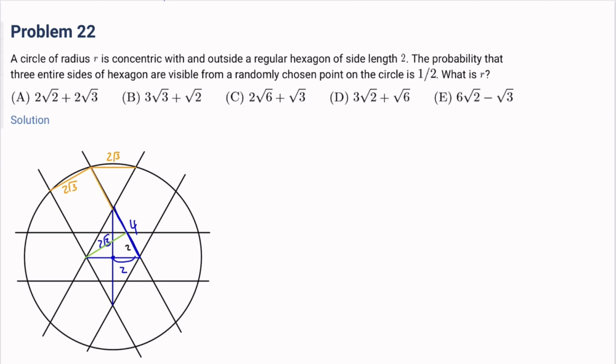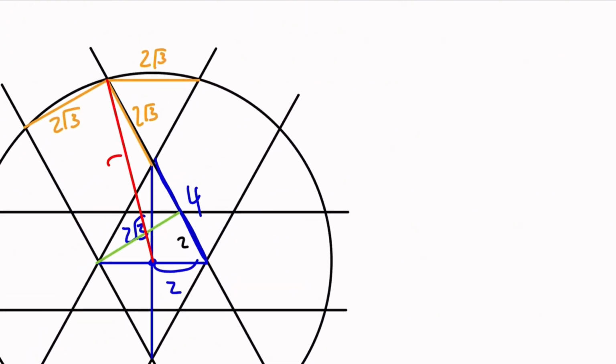So let's write that. This length is also 2 root 3, and then we want the radius r. If we draw a line from the center to this point, then that would be the radius. So this is the radius. We also know that this is 2 root 3. Let's write that again in red. This is 2 root 3, and this is also 2 root 3. That means this is an isosceles triangle. Since if we draw a line from here to right there, we see that this is also going to be a right triangle. So this is a right angle, and this is 60, and this is 30 degrees.